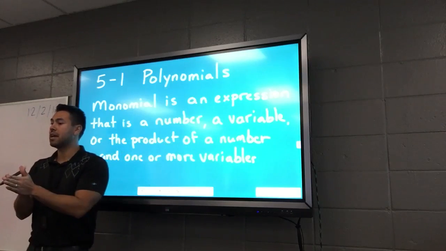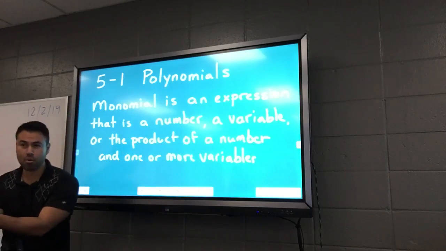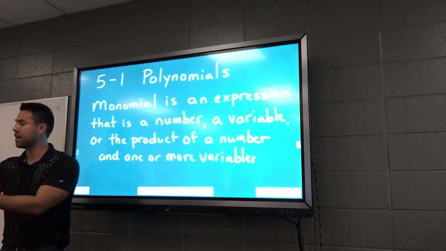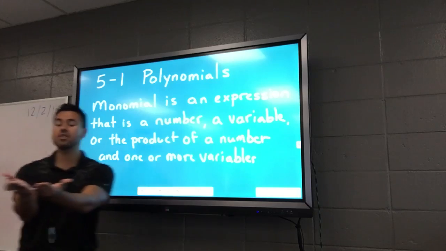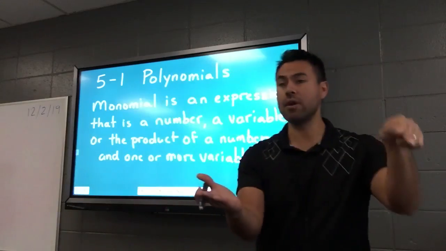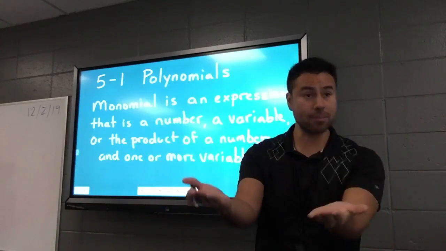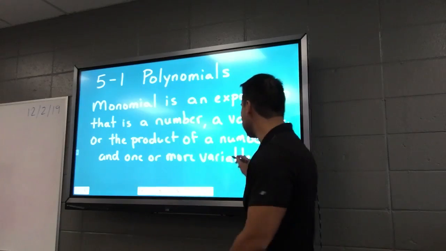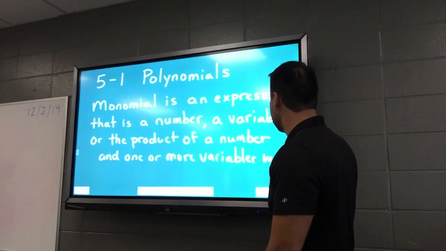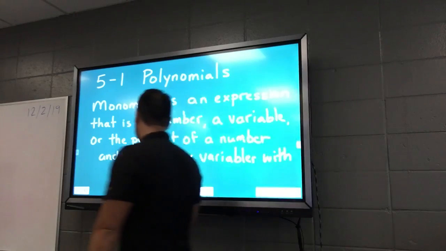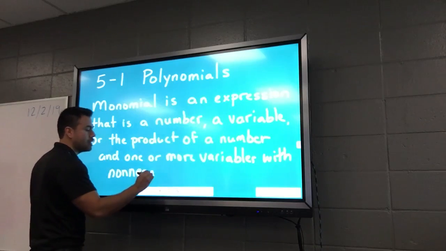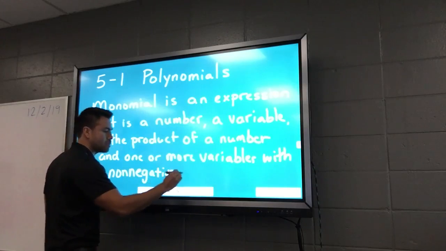So it could be a product of a number and one or more variables. That could be this, 3v. Is that a product? Yeah, it's a number and a variable. But you can also have a number and more than one variable. 3vw, is that also a product? Yeah. But these variables have to have non-negative exponents.